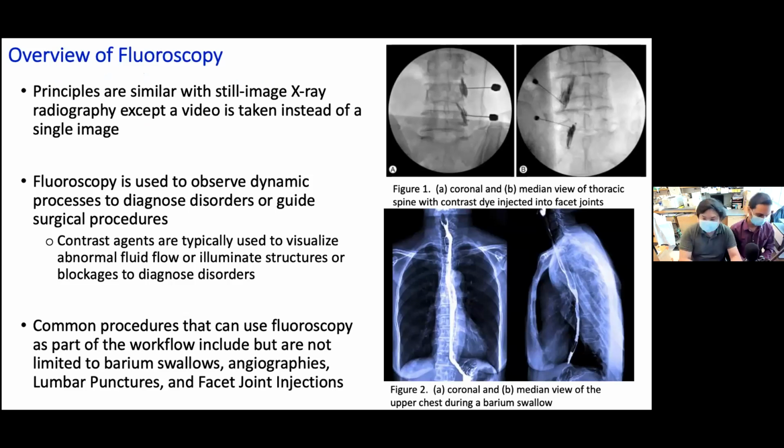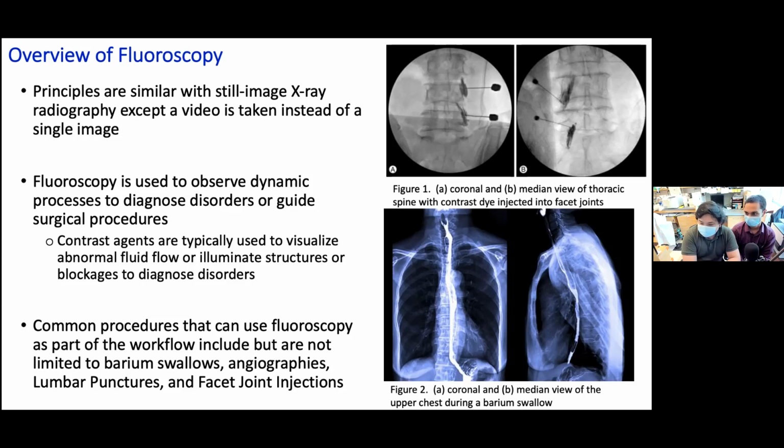Okay. All right, then. I'll be going over the applications of X-ray imaging, starting with fluoroscopy. The principles of fluoroscopy are very similar to still image X-ray radiography, except in this case we're taking a video instead of a single image. Fluoroscopy is used to observe dynamic processes inside the body in order to diagnose disorders and guide surgical procedures. This is typically done with the use of contrast agents, which are highly attenuating. In this case, it would be things like barium or iodine.